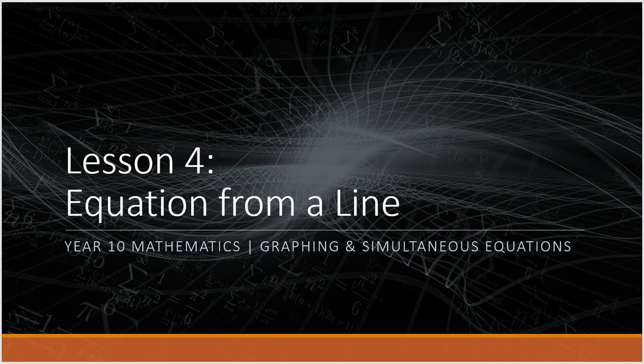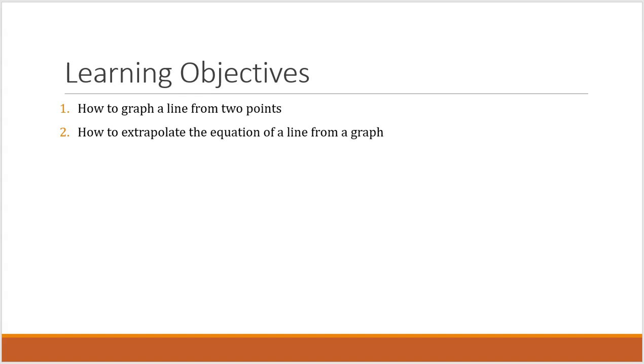Welcome to Graphing and Simultaneous Equations, lesson number 4, Equations of a Line. In this video, we're going to have a look at how we can derive the equation of a line from a graph itself. So our learning objectives for this particular lesson are 1. How to graph a line from 2 points, and 2. How to extrapolate the equation of a line from a graph. So extrapolate meaning how can we pull data from a graph.